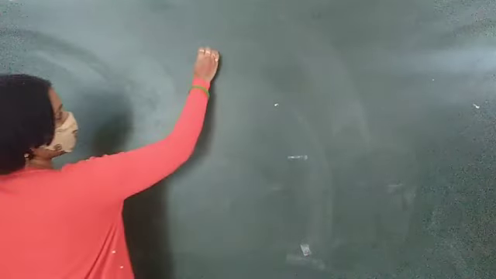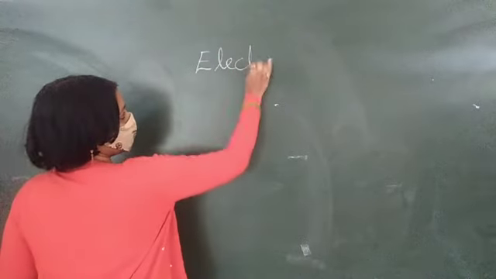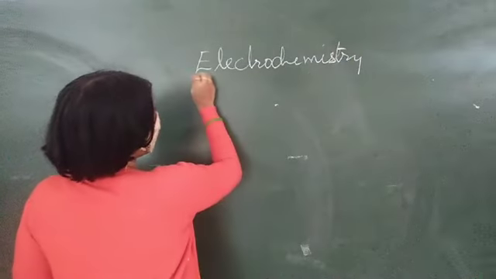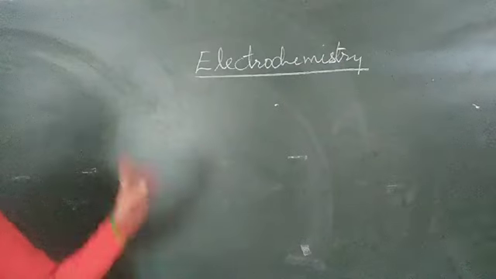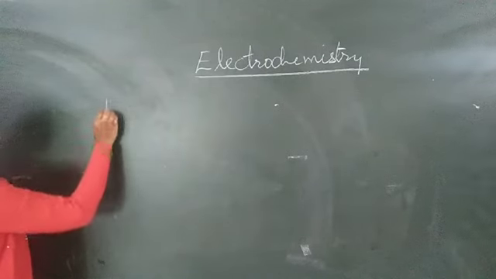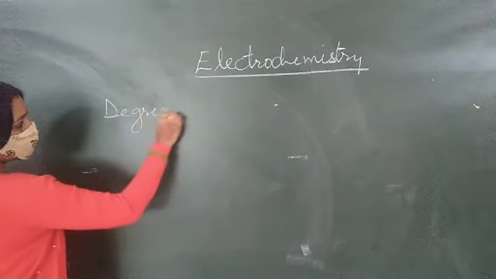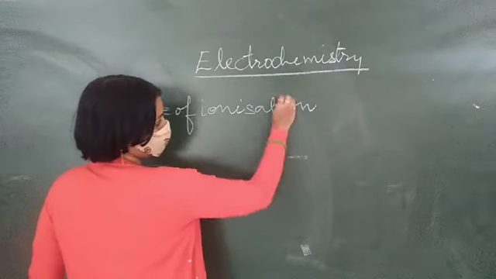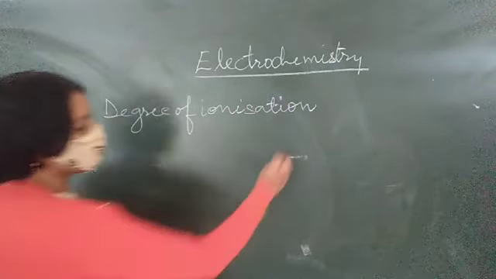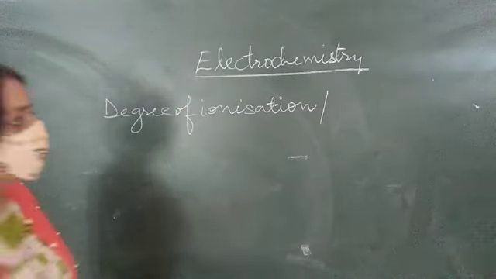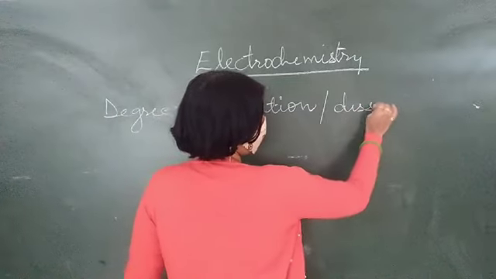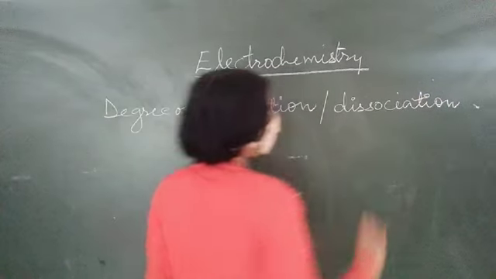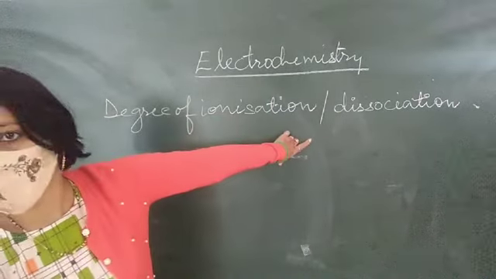Okay, now the lesson is electrochemistry. Electrochemistry is the lesson, okay? And now the topic is degree of ionization, okay? Degree of ionization, or it is also called degree of dissociation. Okay, degree of ionization or degree of dissociation.